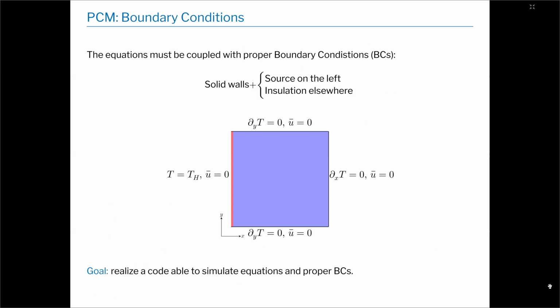Of course, other than the equations, we need proper boundary conditions. As anticipated, we have 4 solid walls, so we have to have vanishing velocity in proximity of the walls. And regarding the thermal dynamics, we have one source, which is permanently at temperature TH, and insulating walls. That means that the perpendicular temperature gradient must be vanishing.